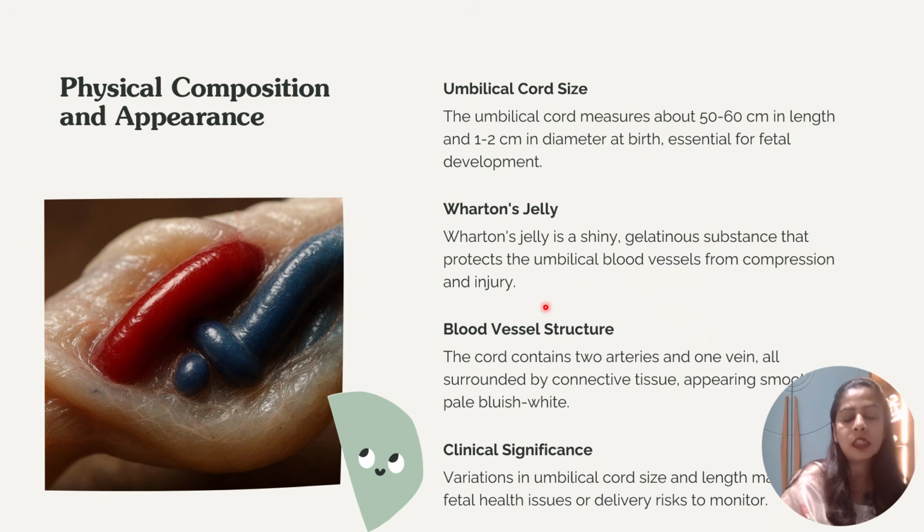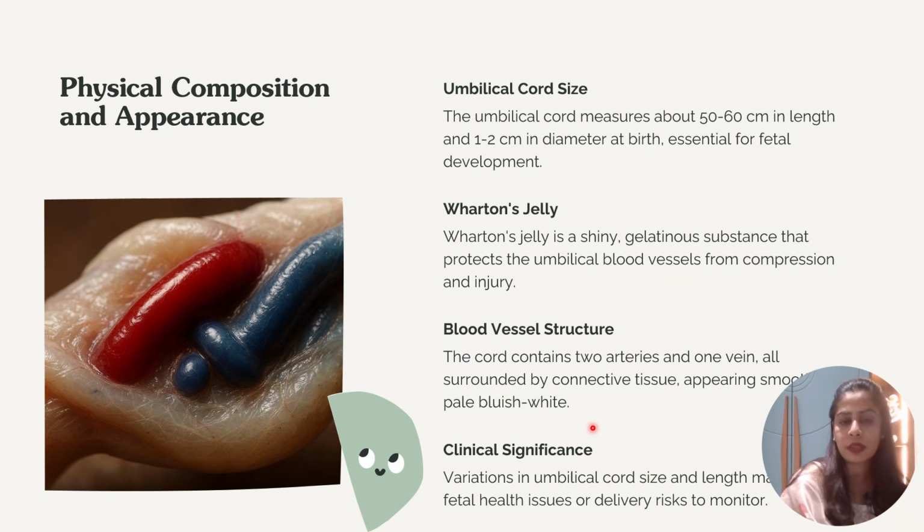Wharton jelly. The umbilical cord is protected by a gelatinous substance called Wharton jelly, which is formed from the mesoderm. This is a shiny gelatinous substance that protects the umbilical blood vessels from compression and injury.